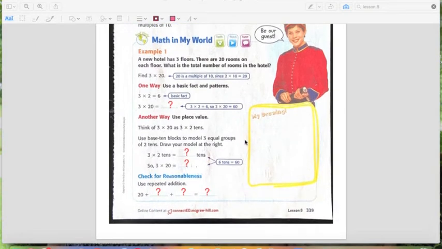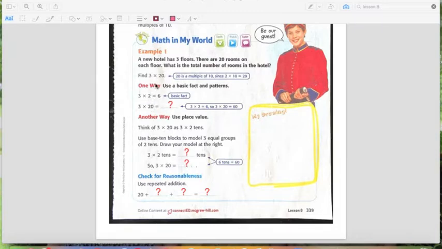So here we go. The first example is a new hotel has 3 floors. There are 20 rooms on each floor. What is the total number of rooms in that hotel? So 3 floors, first floor, second floor, third floor, and there are 20 rooms on each floor. That problem is 3 times 20. And if I put the 0 under the invisibility cloak, I'm left with 3 times 2. 3 times 2 equals 6.